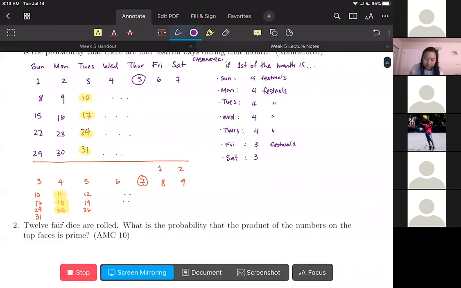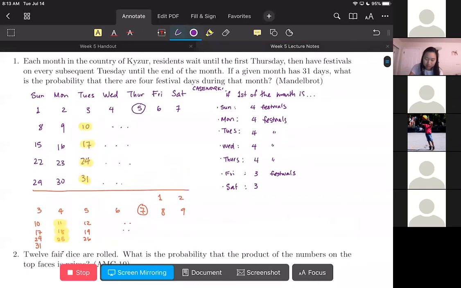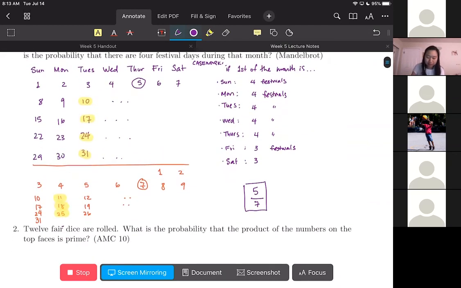Cool. So now we've counted all the possibilities, right? There's 7 total. And then out of those 7, 5 of them will result in 4 festival days. So that's our probability. Any questions on this problem? All right, let's do a couple more.